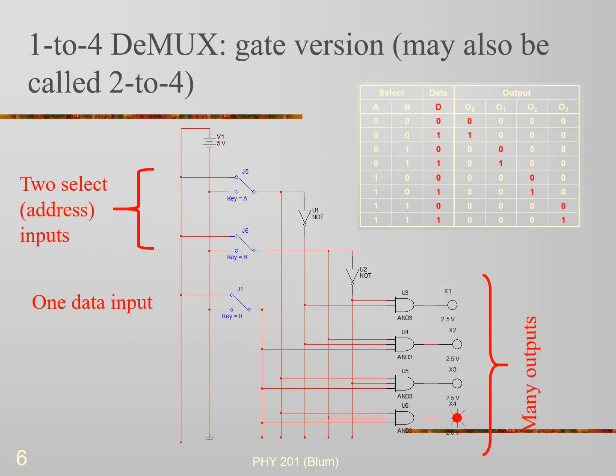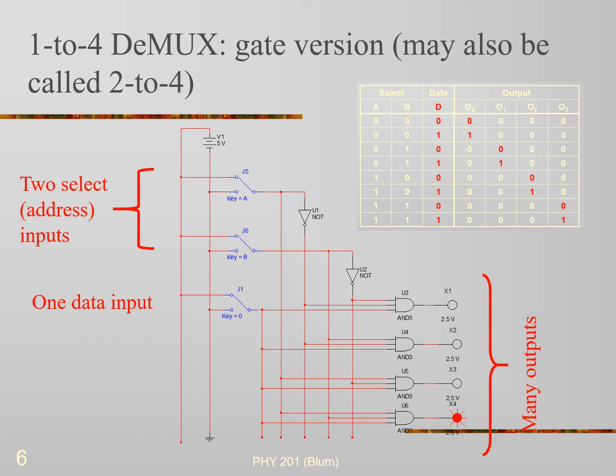Now first, recall again that as a demultiplexer, it has 4 outputs. So look down and see that the gate version has 4 probes. There are 4 outputs that we are examining. There's no OR gate at the end combining those four things. They are four individual outputs.